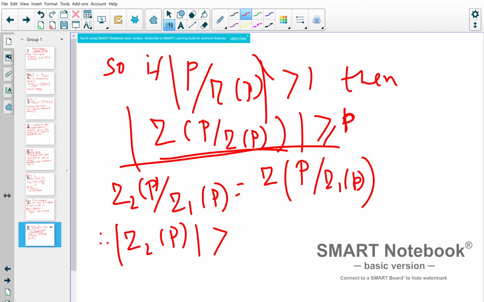This is bigger than or equal to P, right? Because this is a subgroup of a P group, and the only possibilities are powers of P. So what does that mean? That means the center of this thing is actually bigger than P times Z1 of P, right? And Z1 of P is also at least P. So this is bigger than or equal to P squared. Right? Bigger than or equal to P squared.